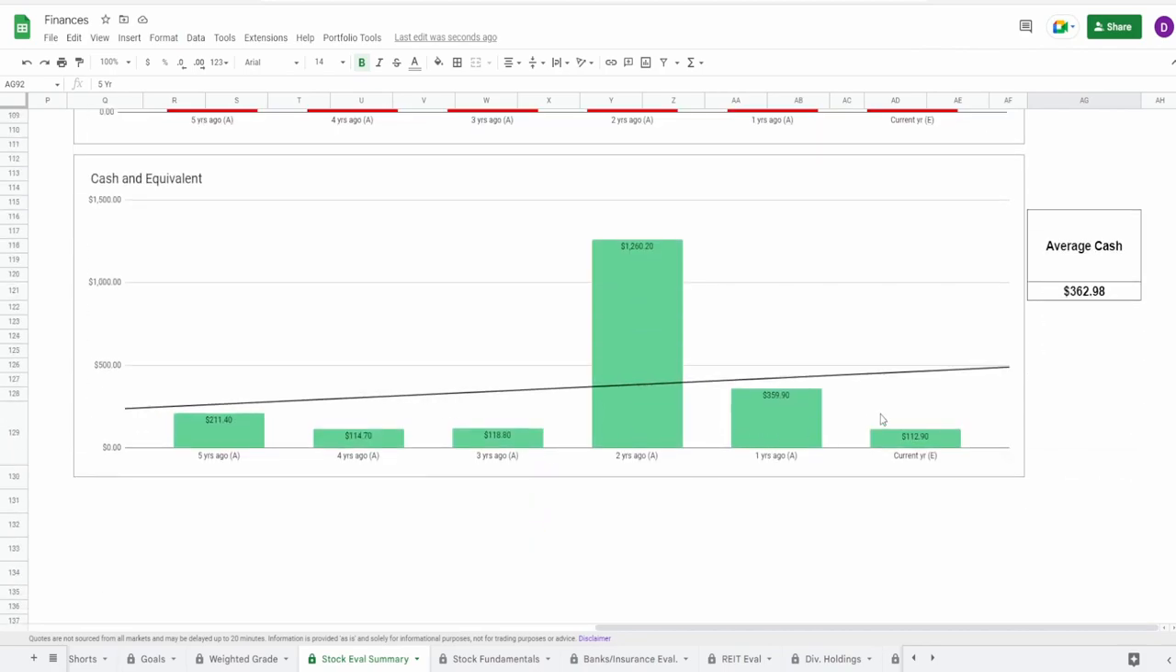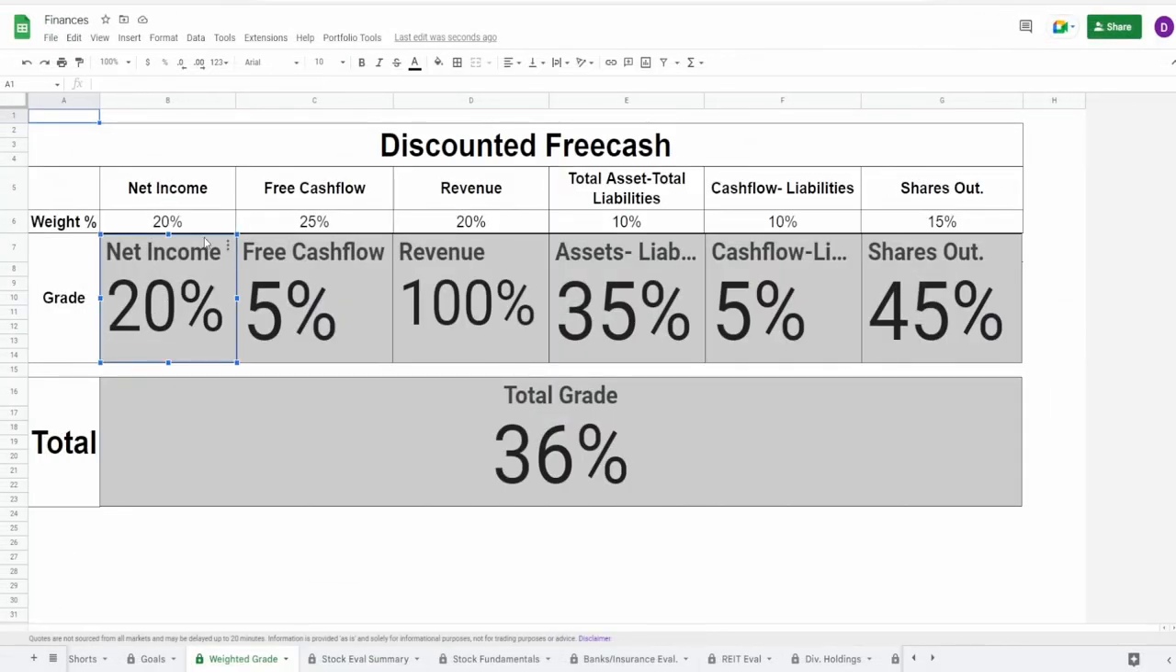And when it comes to the cash equivalents, they currently hold $213 million with an average of $363 million. When it comes to the overall grade, guys, we got the net income of 20%, free cash flow 5%, revenue 100%, assets minus liabilities 35%, cash flow minus liabilities 5%, shares outstanding of 45%. Overall grade, it is a 36%.